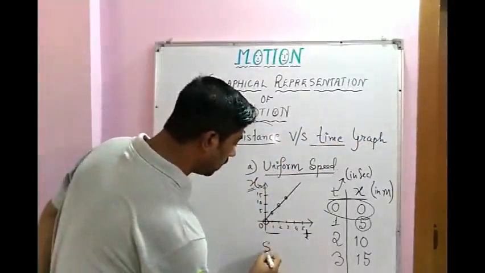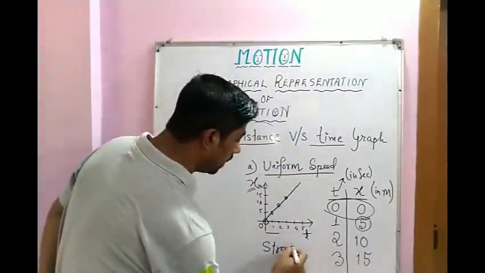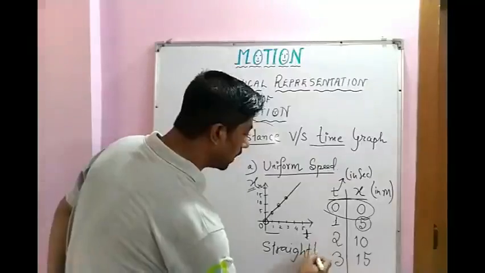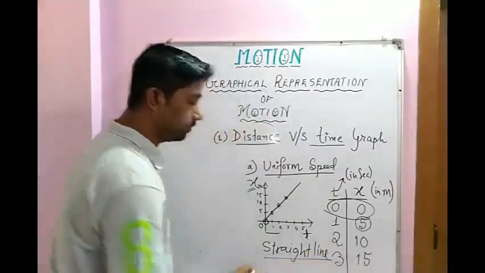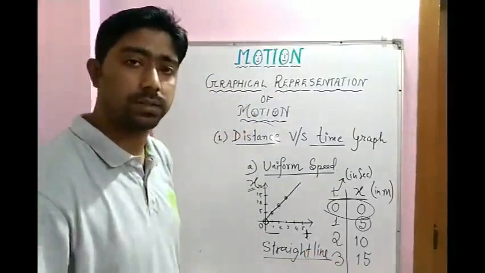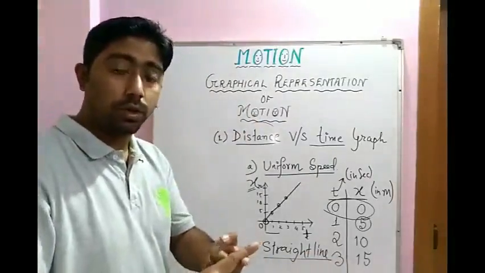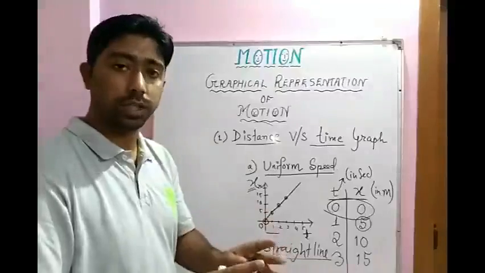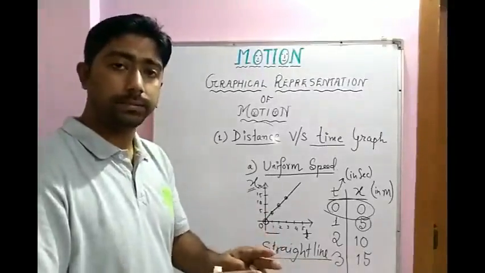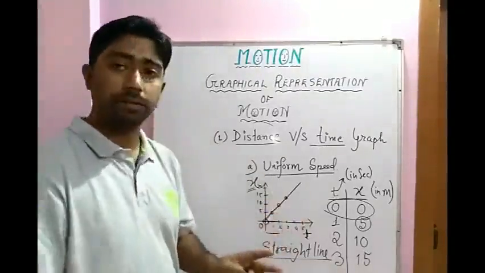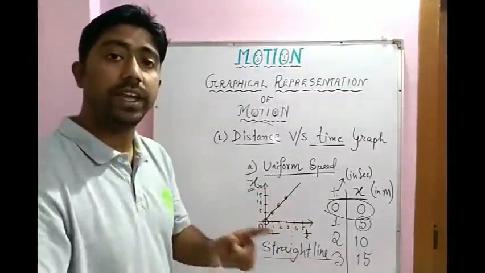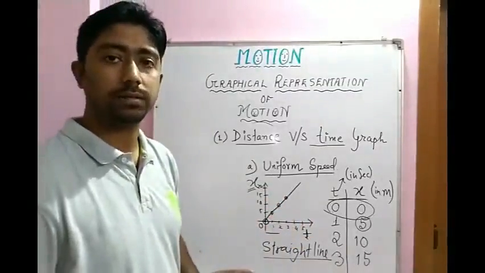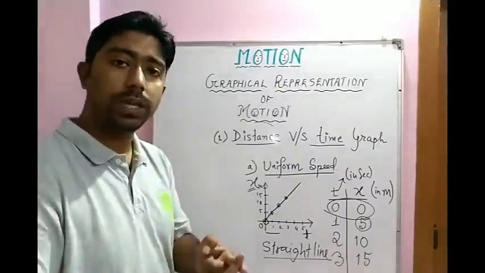So the statement you will write is: distance versus time graph for an object, if there is an object which is in uniform motion, then its distance versus time graph is always a straight line. Okay, is always a straight line.